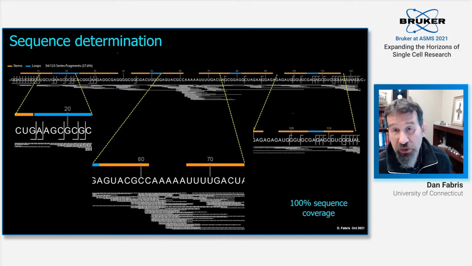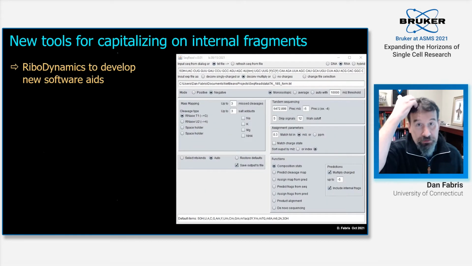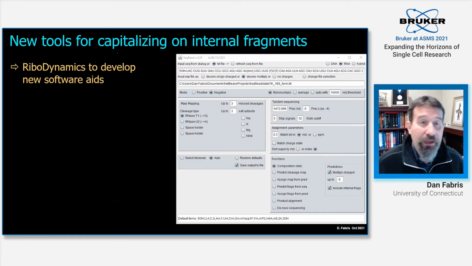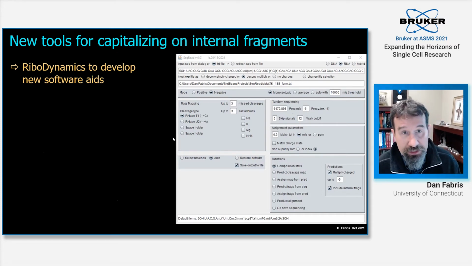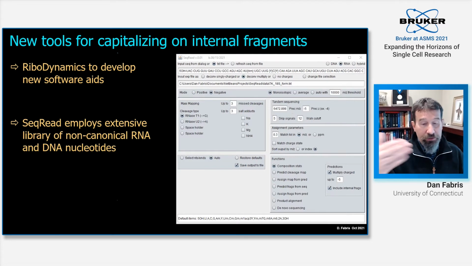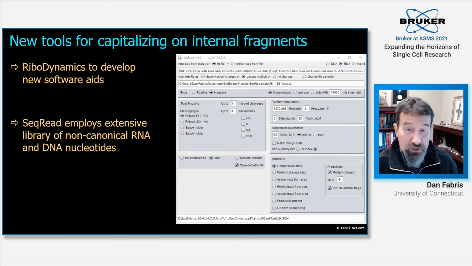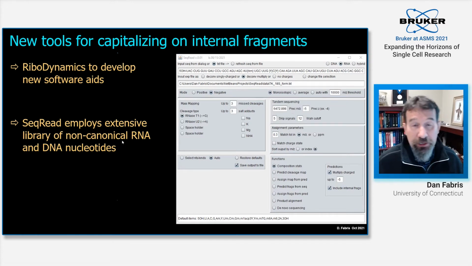When we started to do this work, there was no software that would allow us to do this data interpretation. For that reason, I started a private company to develop new software tools that could capitalize on internal fragments. I developed this app that is called seqRead that can support tandem mass spec and also mass mapping experiments. And the app uses an extensive library of non-canonical RNA and DNA nucleotides, so it can really be applied to modified nucleic acids.